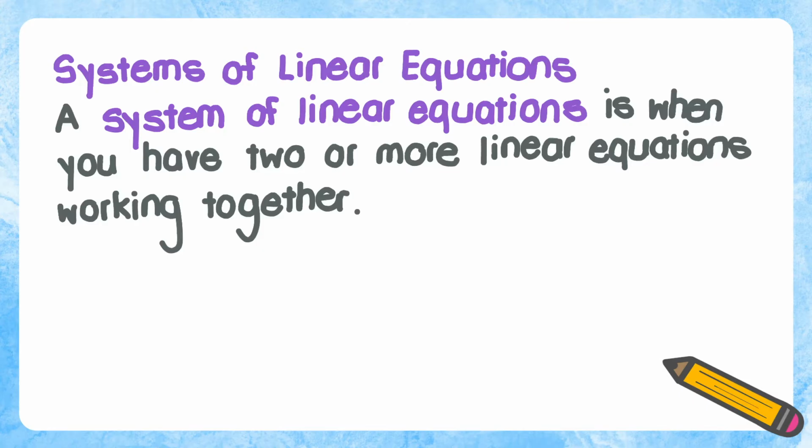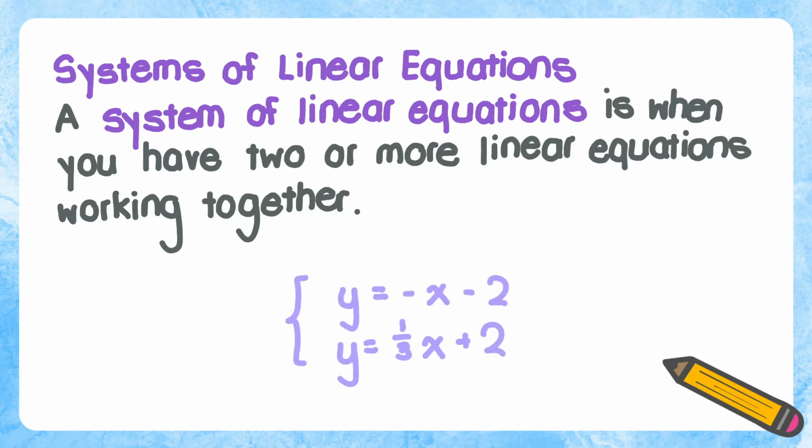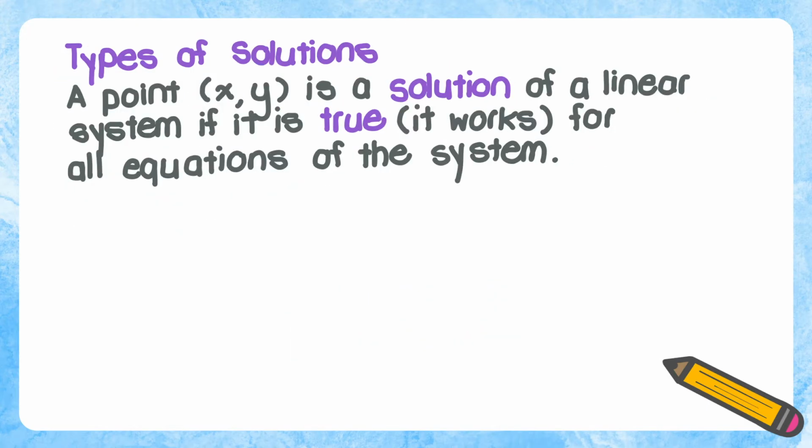And a system of linear equations is when you have two or more linear equations working together. So it's like a set of linear equations. Here's an example of a linear system. We have two linear equations here, both written in slope-intercept form. And when we solve these linear systems, a point (x, y) is a solution of that linear system if it's true, so if it works for all equations of the system.